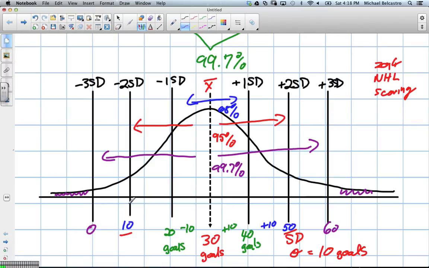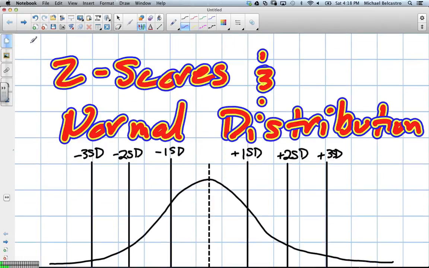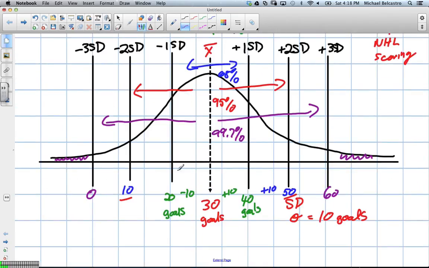So this is almost the range of the entire NHL. That's a pretty logical estimate for what we've done here. Okay, now let's talk about a Z-score. There's many ways we can talk about a Z-score in this case, and we'll use it with these goals here.